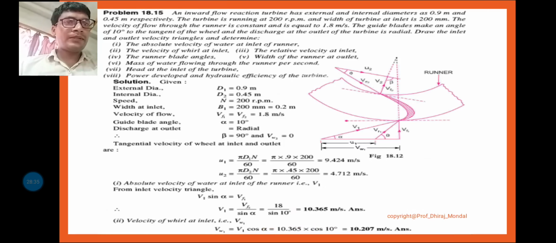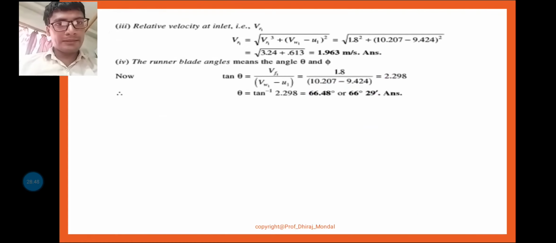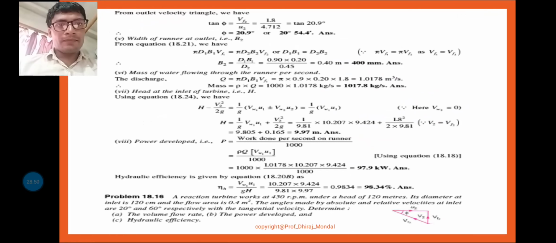Next I need to find out tan phi. From the velocity triangle, tan phi is equal to Vf2 by U2. I know Vf2 and U2, so I can easily find out phi. So phi is equal to 20.9 degree. Okay, this is the answer.